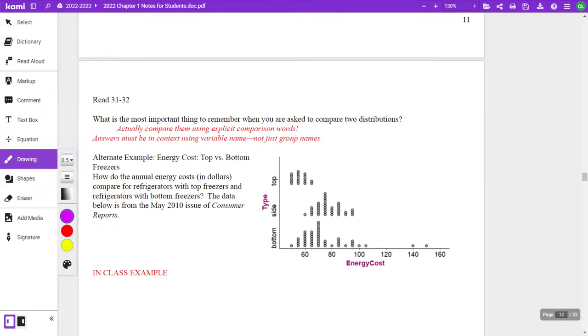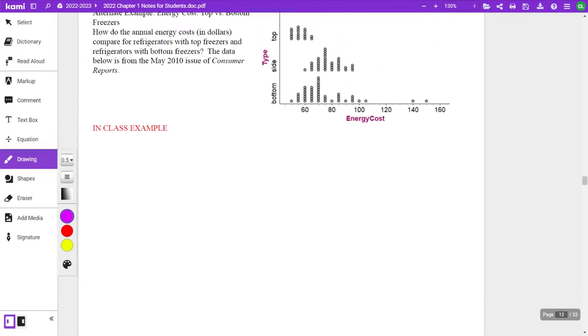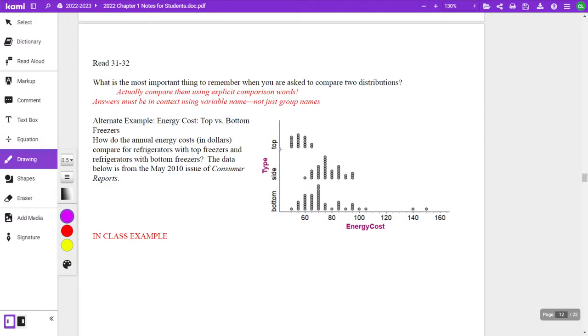All right, so let's look at this one. I'm going to get you guys started, and you can try it, but this is the one we're going to do in class together. We've got the top freezers. Notice how we have the energy cost labeled. I would even go further: this is probably dollars, so make sure we label it as dollars. Then we follow that one there, come up here like this, and then it stretches all the way out.